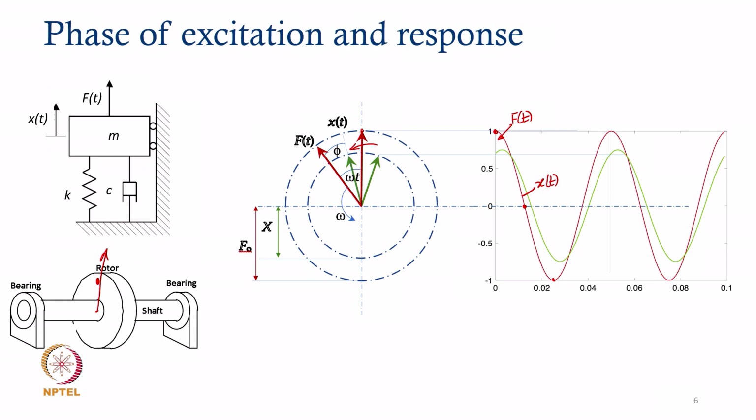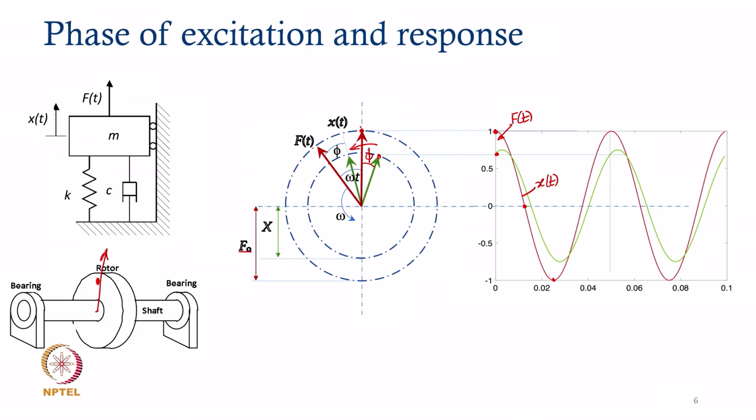So, when it has its maximum peak value here, the displacement vector is still lagging, and that lag is basically your phi. At that instant of time, if I take the projection, you can see that its value is somewhere here, at time t equal to 0.